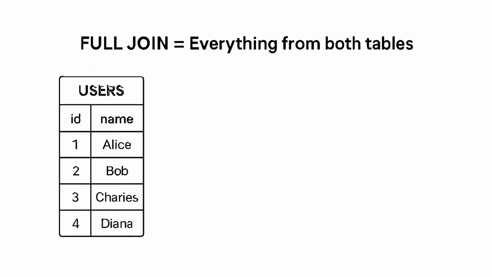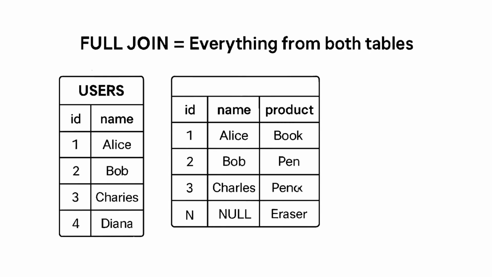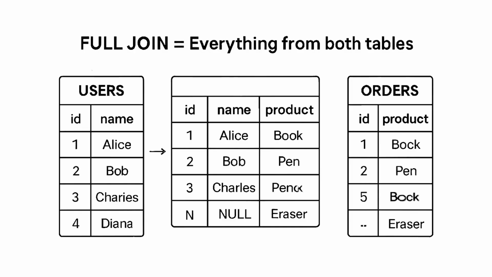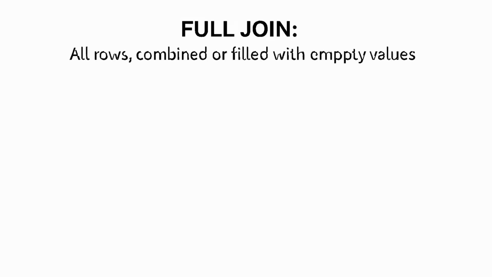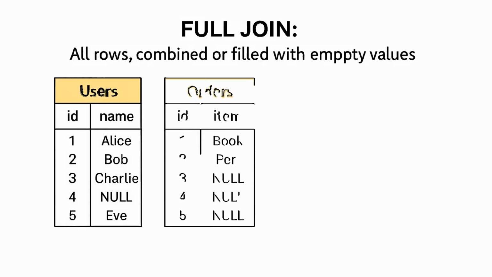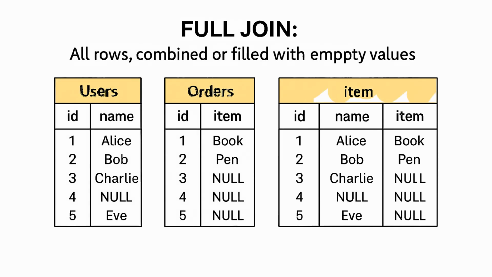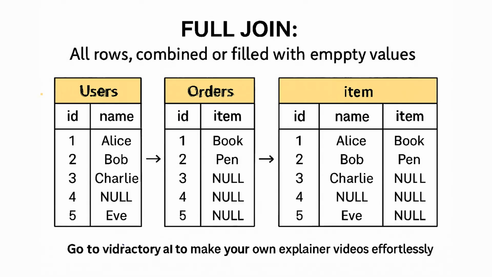A full join, or full outer join, is the most complete. It says, give me all rows from both tables. Rows that match are combined. Rows that don't match still appear, with empty values on the side that's missing. It's like left join plus right join in one result.